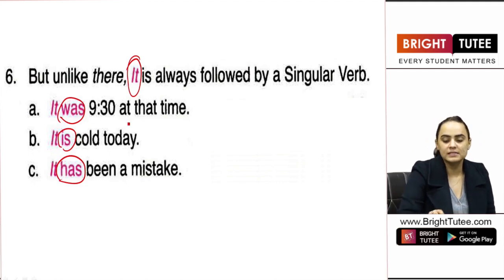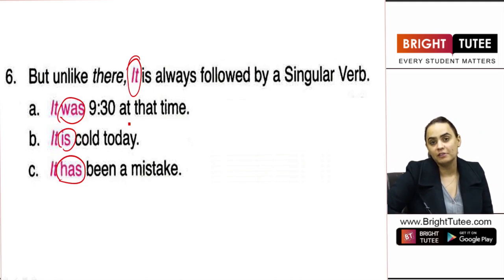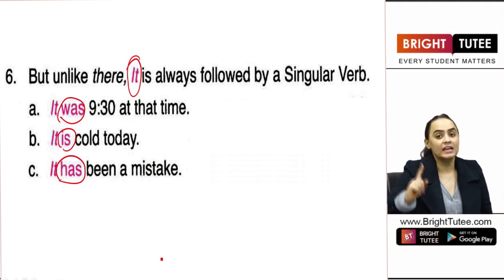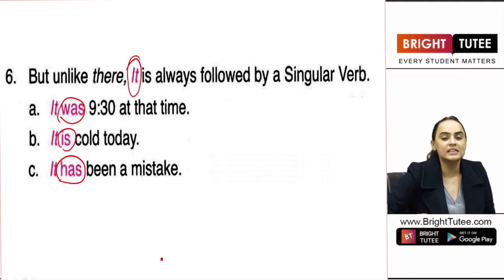It was 9:30 at that time. It is raining heavily outside. It has stopped raining. It was raining, and so on and so forth. So "it" will always be followed by a singular verb. Okay?